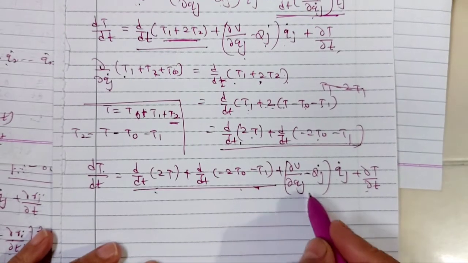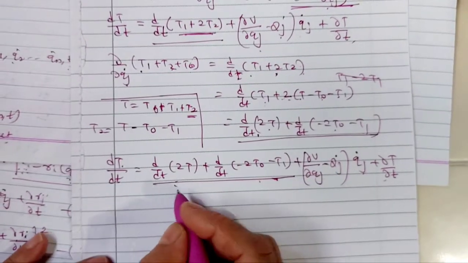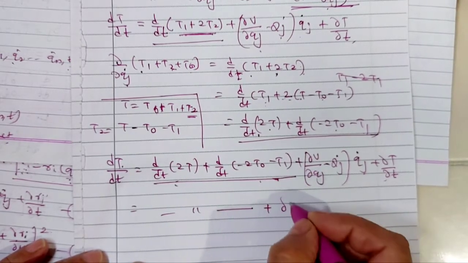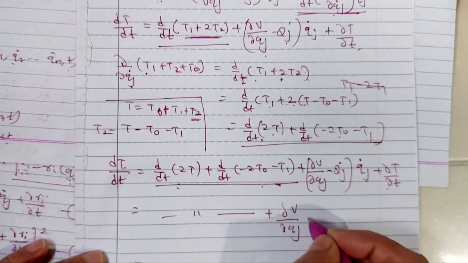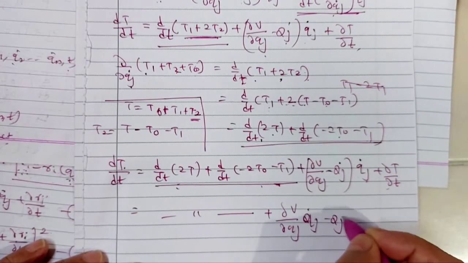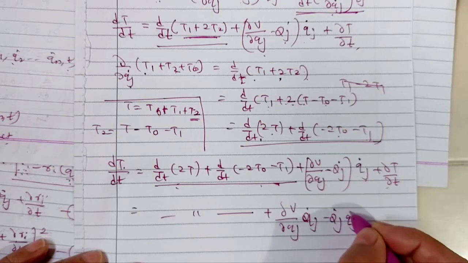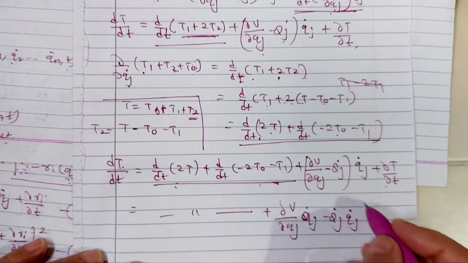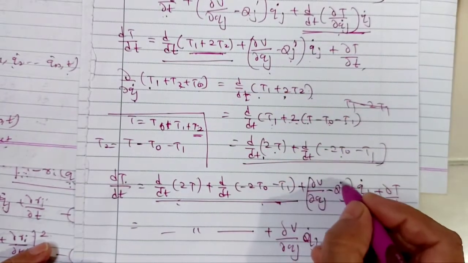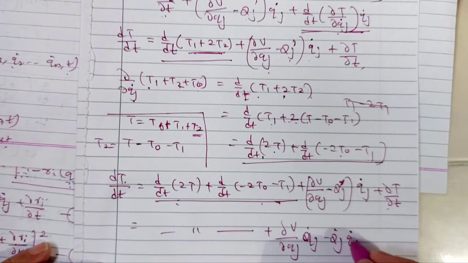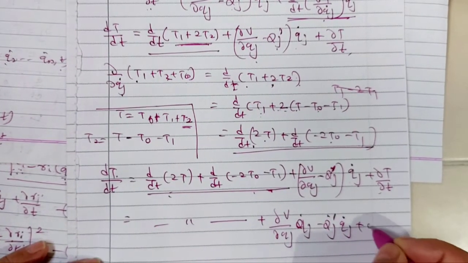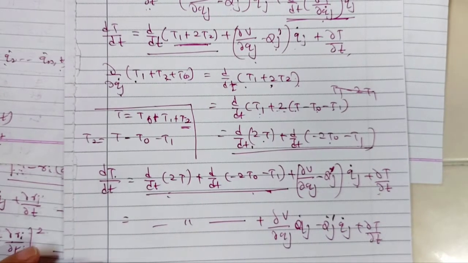So if we take these terms also separately, what will I get? I'll get this term as it is plus ∂V/∂qj dot minus qj dash. Yeah, I made a mistake here, this is qj dash, so this is also qj dash, qj dot plus ∂T/∂t as it is.